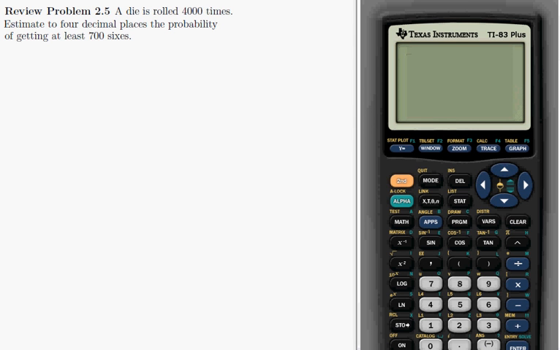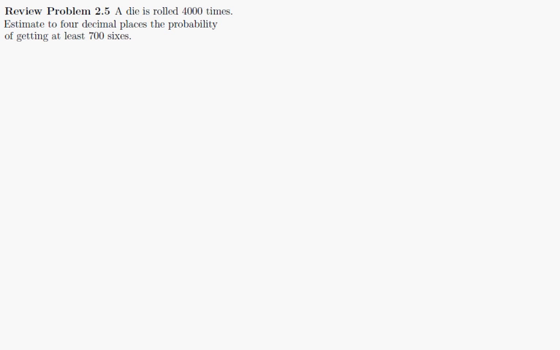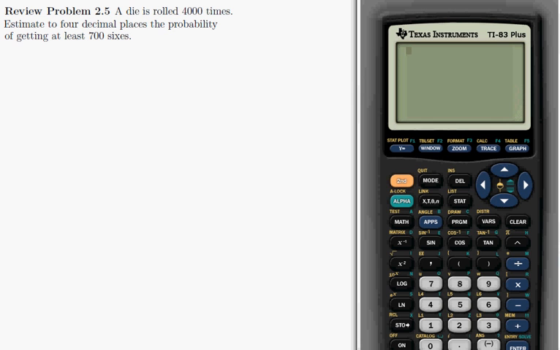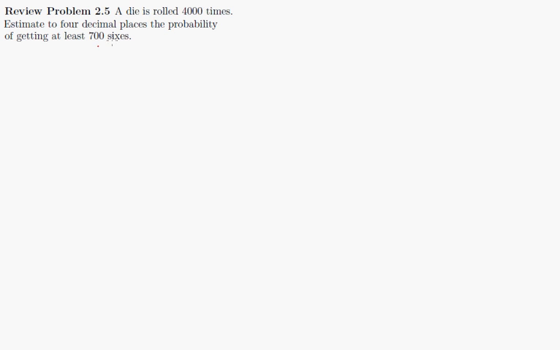Let's now take a look at this review problem. A die is rolled 4,000 times. Find the probability that we get at least 700 sixes. And in this problem we will be using the calculator to do the calculation for the bell curve. For now, let's see, we have the probability that x is at least 700.